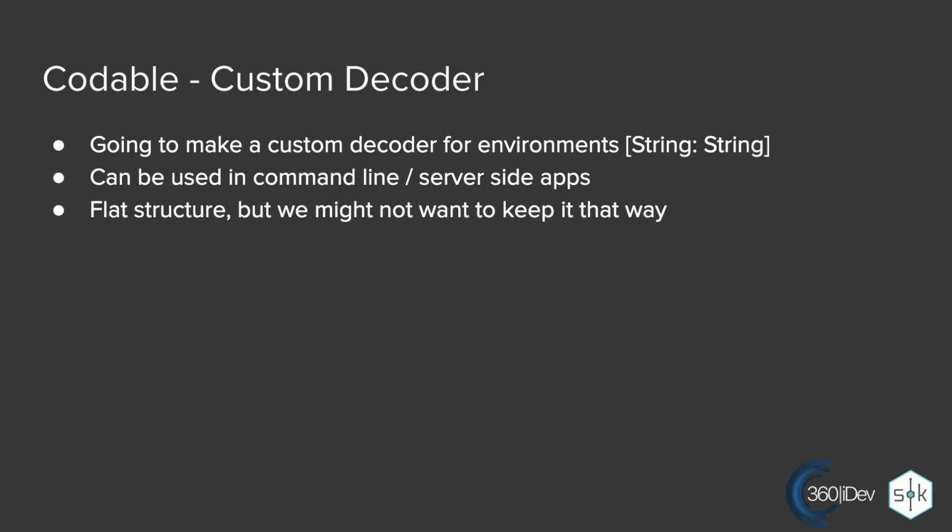I found the easiest way to really touch every piece of it is if you have to write your own custom decoder. The decoder I want to do for this one is going to be for an environment. If you're doing a Swift command line tool or server-side app, you've got access to these environment variables where you might want to store different deployment configurations or something. The way that gets represented in Swift is just a dictionary with string keys and string values. As such, it's got a flat structure, but when we're parsing these, we might not want to keep that flat structure. And I'll dig into that a little bit more.